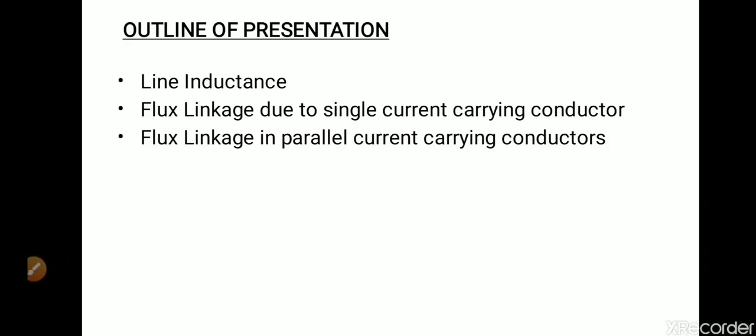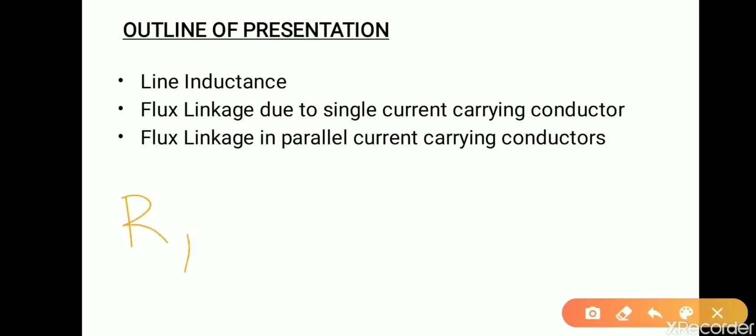Before we start this topic, we should know the main parameters of the transmission line. The main parameters are resistance denoted by R, inductance denoted by L, capacitance denoted by C, and G, that is the conductance of the transmission line. These are very important parameters. They determine whether the voltage regulation of the line will be good or poor, that is, the performance of the transmission line is determined by these parameters. So this is important for the electrical design of the transmission line.